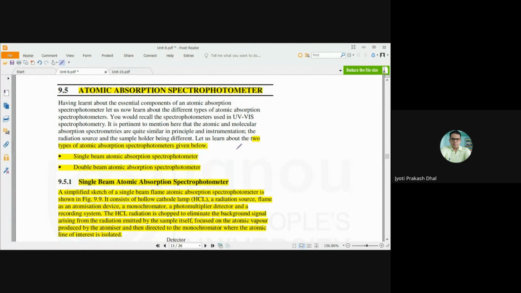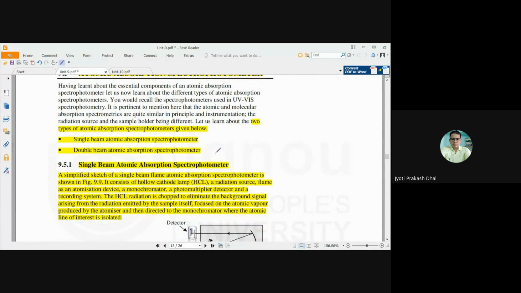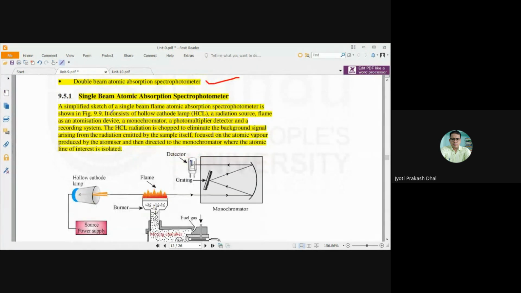Now coming to the next one, the atomic absorption spectrometer. Here we'll discuss the instrumental part of the AAS. Two types of atomic absorption spectrometers are there. The first one is the single beam atomic absorption spectrometer. The next one is the double beam atomic absorption spectrophotometer. First, we will discuss the single beam atomic absorption spectrophotometer.